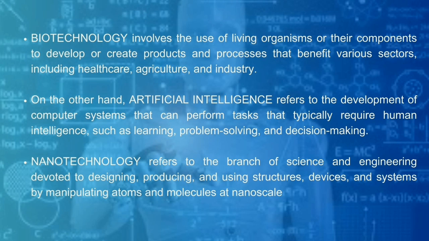So first, we will talk about what is AI, biotechnology, and nanotechnology. The first one is biotechnology. It involves the use of living organisms or their components to develop or create products and processes that benefit various sectors, including healthcare, agriculture, and industry. On the other hand, artificial intelligence refers to the development of computer systems that can perform tasks that typically require human intelligence, such as learning, problem solving, and decision making.